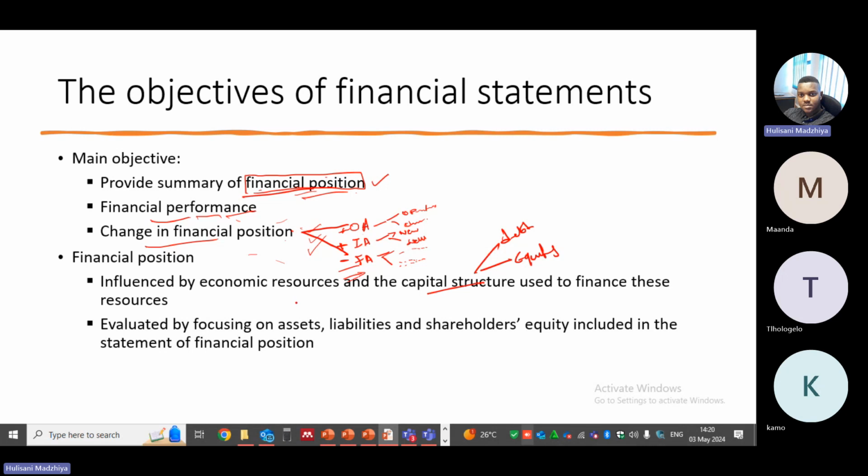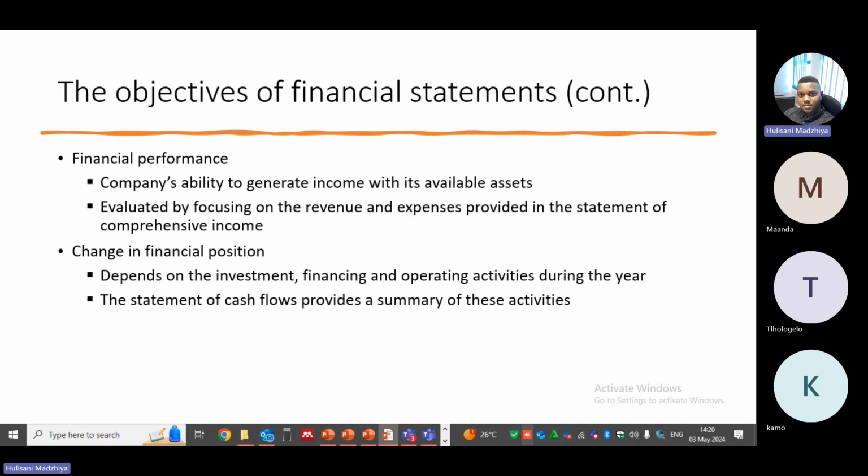The resources refer to assets of the company. And this is evaluated by focusing on assets, liabilities, and shareholders' equity in the statement of financial position, which is the balance sheet, to assess if the company's standing is still in good shape. The company does not have too much debt compared to its equity. And then in terms of financial performance, the objective is that it allows us to see if the company is able to generate income with its available assets.